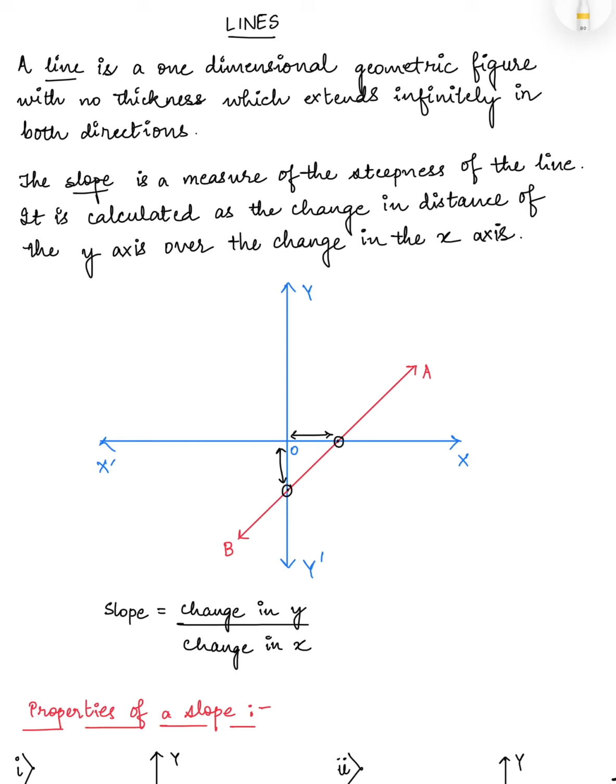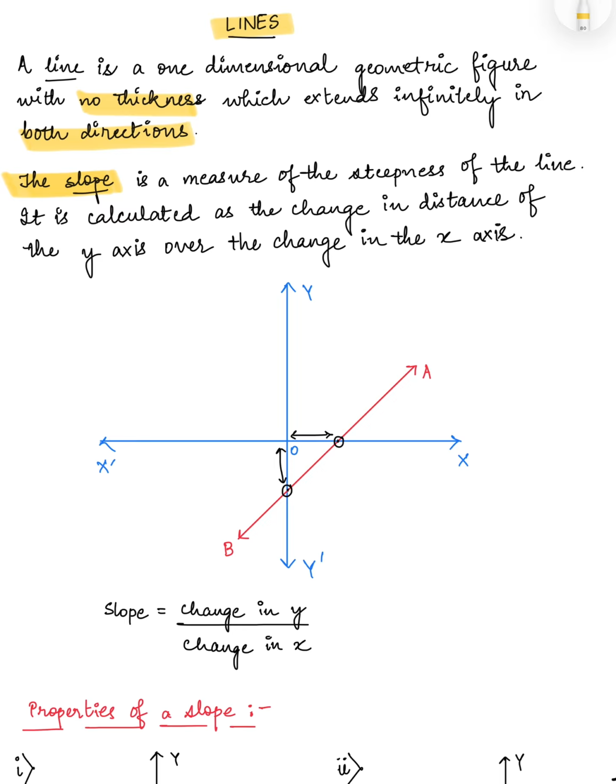In this video, I'll be talking about the concepts and the questions regarding lines. So, what is a line? It is a one-dimensional geometric figure which has no thickness and it extends infinitely in both the directions. Now, the most important concept is finding the slope of a line.